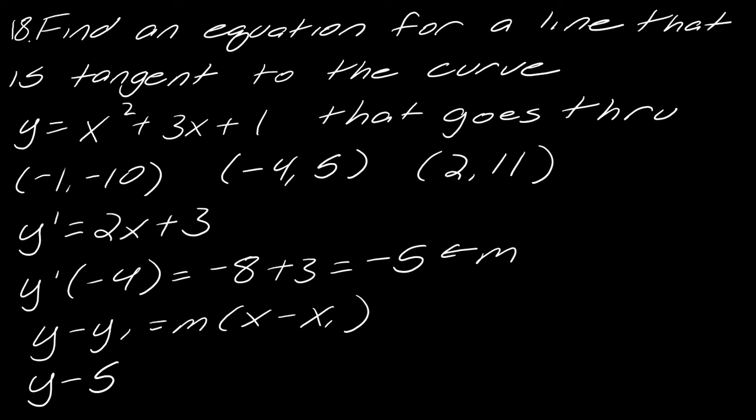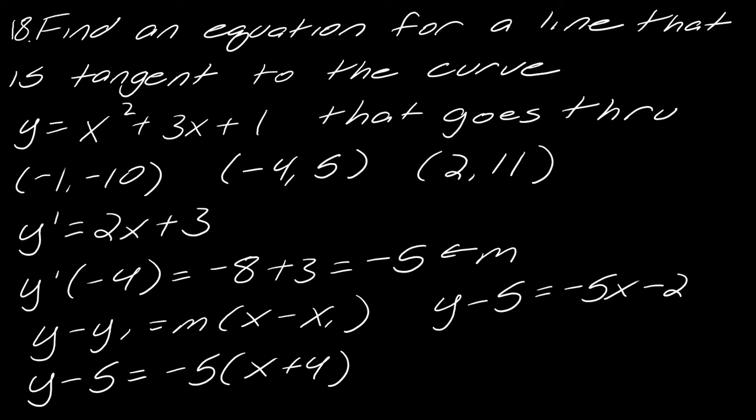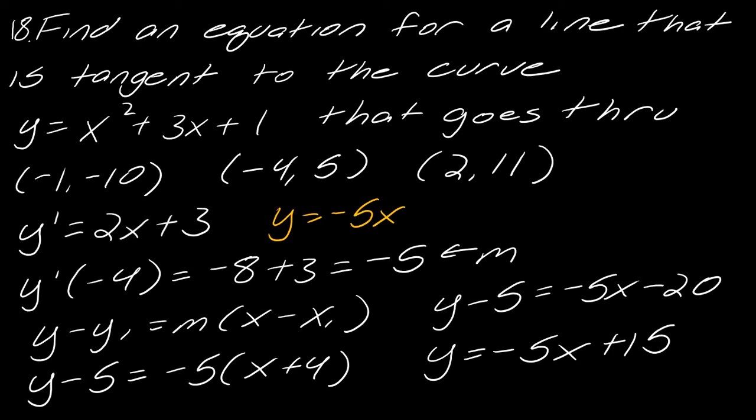So this becomes y minus 5 equals negative 5 times x plus 4. That's going to give me y minus 5 equals negative 5x minus 20. And so the equation of my line will be y equals negative 5x plus 15. So there is one of my lines. Let me mark that up here: y equals negative 5x plus 15.